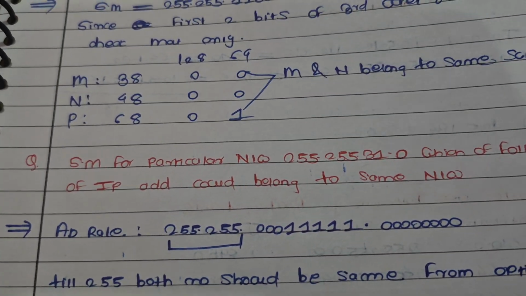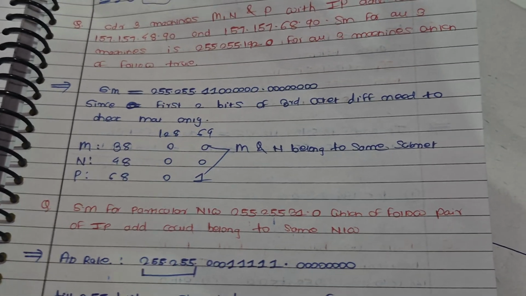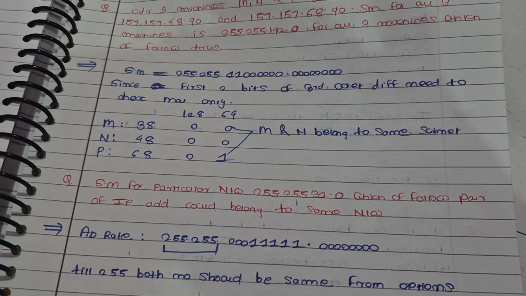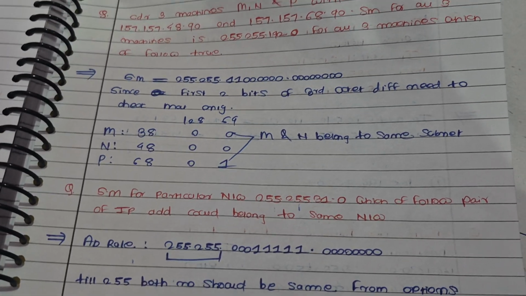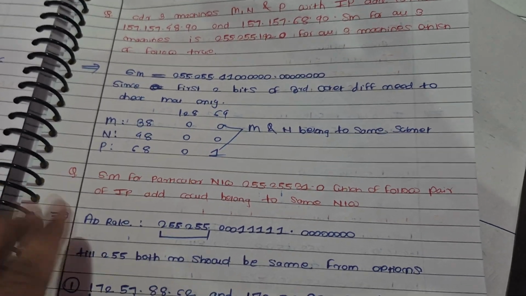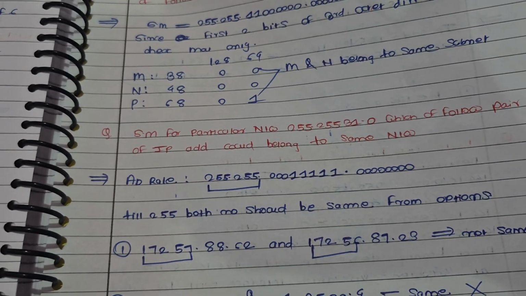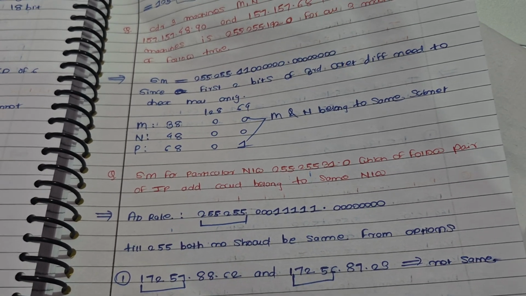If you see, why the last 5 bits here? Because we don't check the number of zeros, because they are assigned to the host, and since we need to find which belongs to the same network, we are only going to see the number of ones. So 255, these are all ones, so same, no need to check here. Just see the last 5 bits, which are ones, because these are assigned to the network.